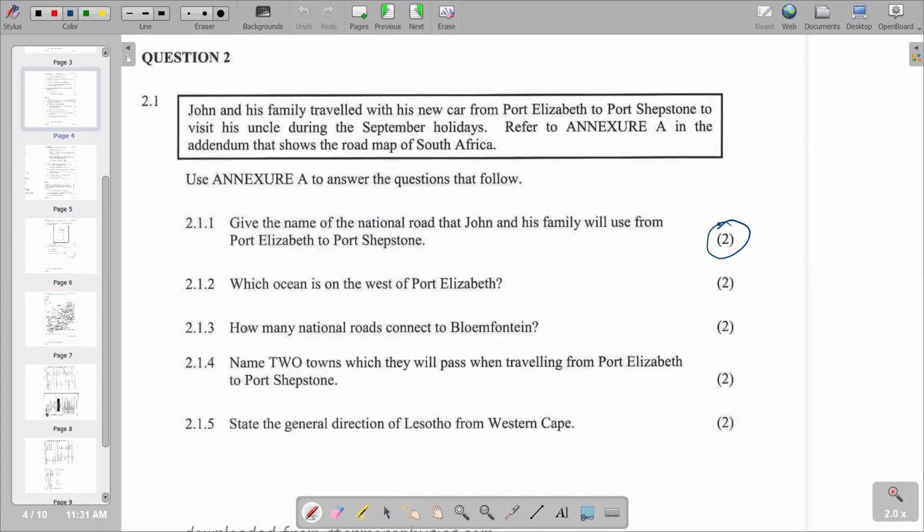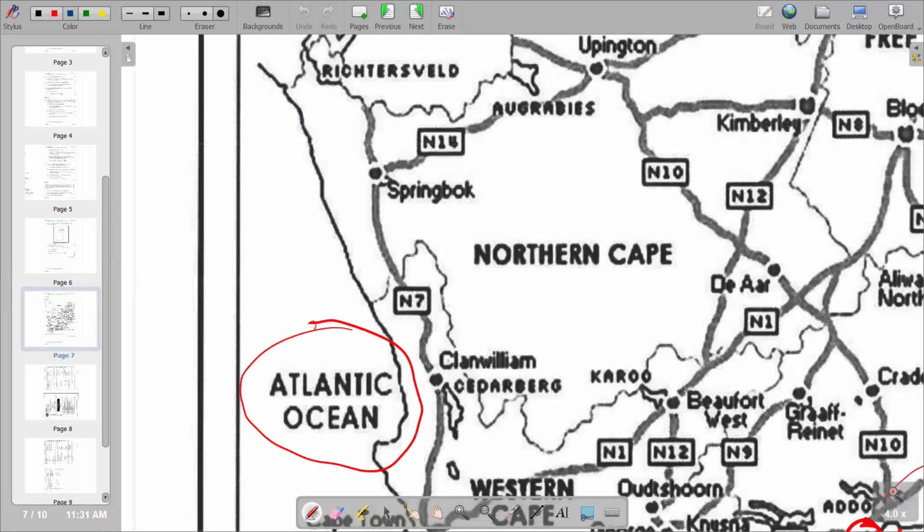We go back to the next question. How many national roads connect to Bloemfontein? So we have to first identify where we have Bloemfontein.